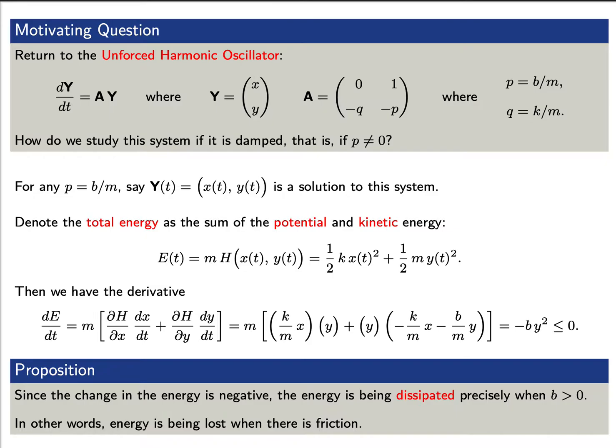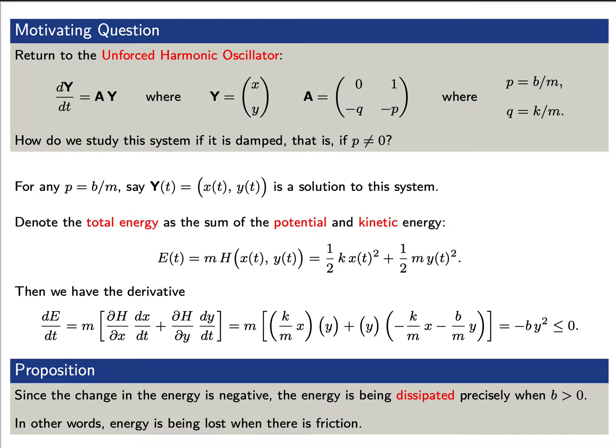We can express this in the form dy/dt equals A times y, where A is a 2 by 2 matrix in the form 0, 1, negative q, negative p. Here, p is b over m, where b is the damping coefficient, and q is k over m, where k is the spring constant. We found before that this system is a Hamiltonian system if and only if p is equal to 0. That is, our system is undamped.